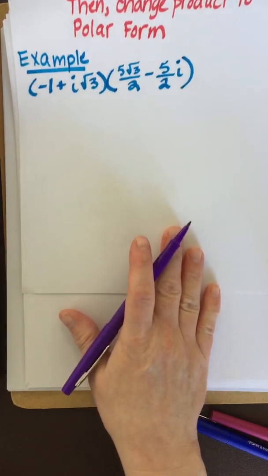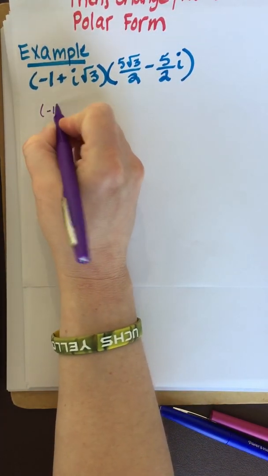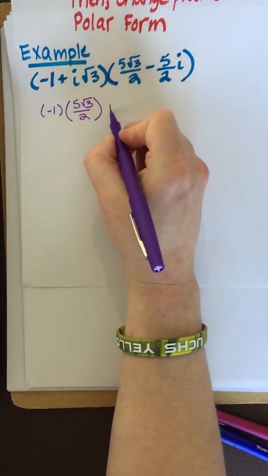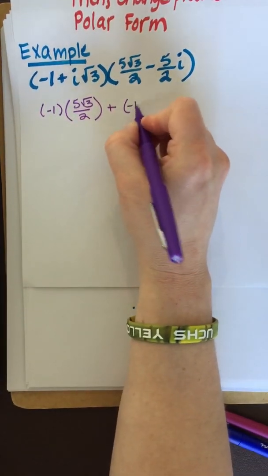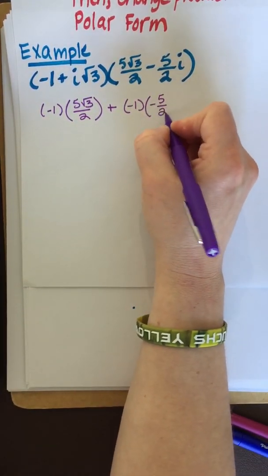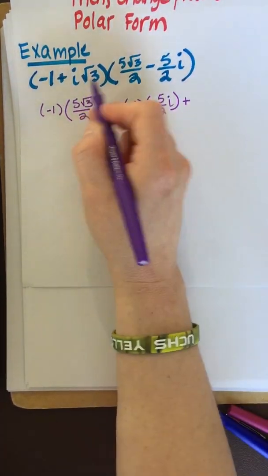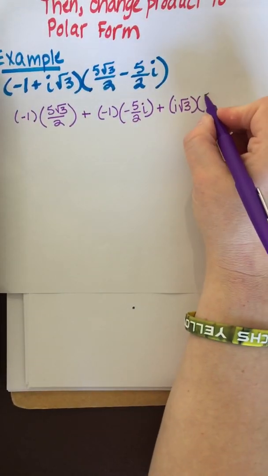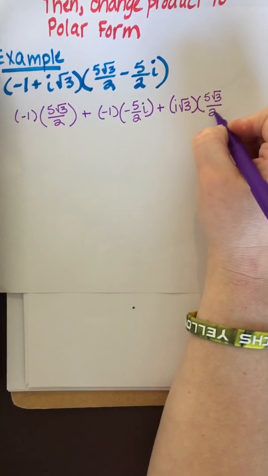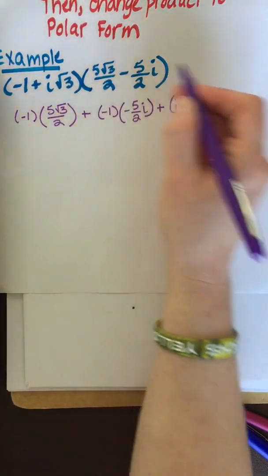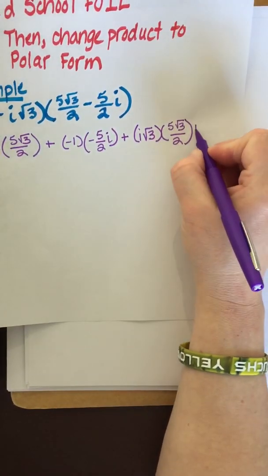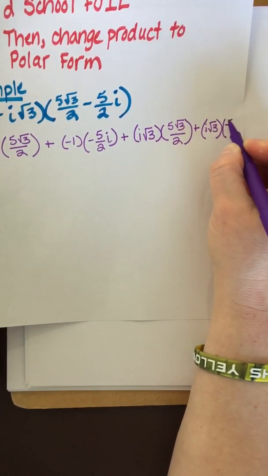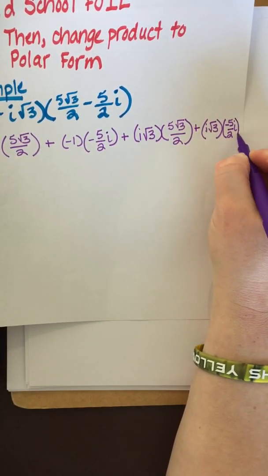So if I multiply my first two, I would have negative 1 times 5 square root of 3 over 2. Plus outer would be negative 1 times negative 5 halves i. Inner would be i square root of 3 times 5 square root of 3 over 2. And then last will be i square root of 3 times negative 5 halves i.